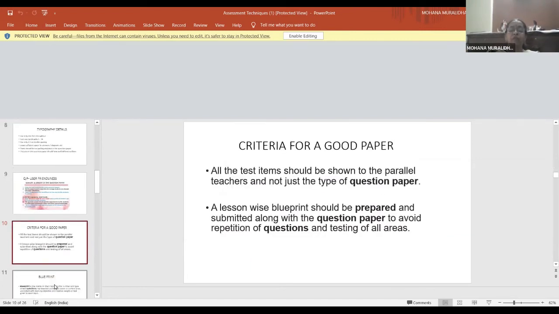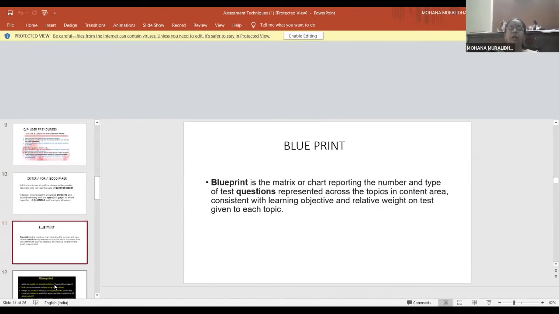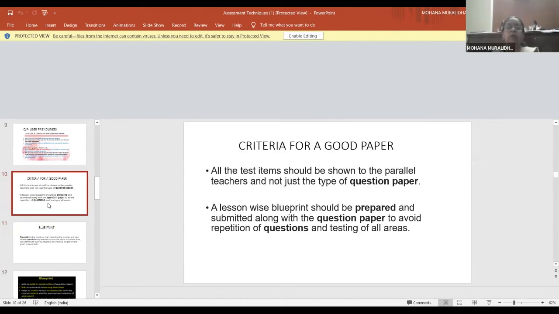Now, what is the criteria for a good paper? All the items should be shown to the parallel teachers and not just the type of question paper. Don't just tell them I am having questions for 2 marks this many, 3 marks this many, 4 marks this many. You should also be in a position to give some sort of this thing to the children. I'm sorry, it has jumped to some other.